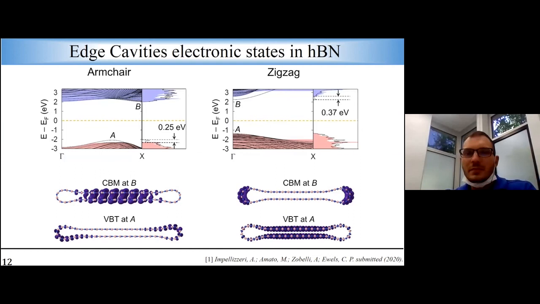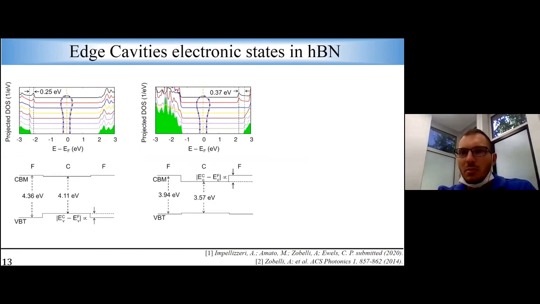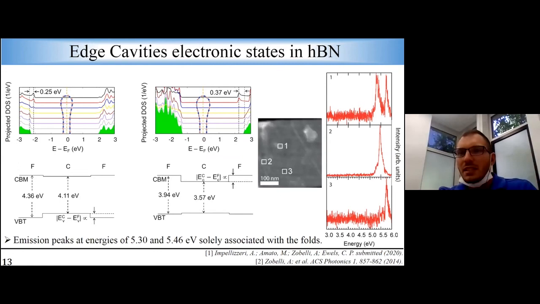In order to better investigate this point, we have calculated the corresponding projected density of states from the edge cavities up to the central flattened region, observing the gradual appearance of these edge states with consequent reduction of the energy gap. And in such a sense, it is possible to represent our systems as a sort of two-type junction in terms of the corresponding band alignment. And our theoretical result found an experimental match in terms of the optical properties, because from an experimental point of view, for folded samples, it is possible to observe in the corresponding cathodoluminescence spectra the appearance of additional peaks, evidently due to the existence of the edge cavities.